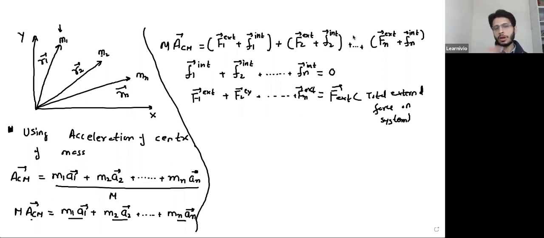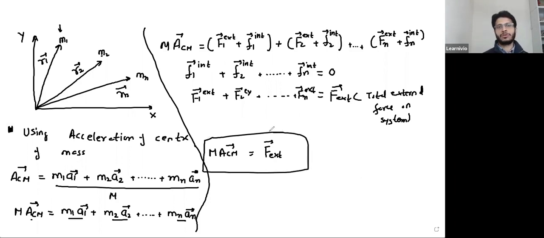So if I substitute all values here, what I get is mass times acceleration of center of mass equals F external, because all internal forces sum to 0. So what we wrote in that statement, that acceleration of center of mass depends only on external force, we have proved. The acceleration of center of mass depends only on external force, not on the internal force.